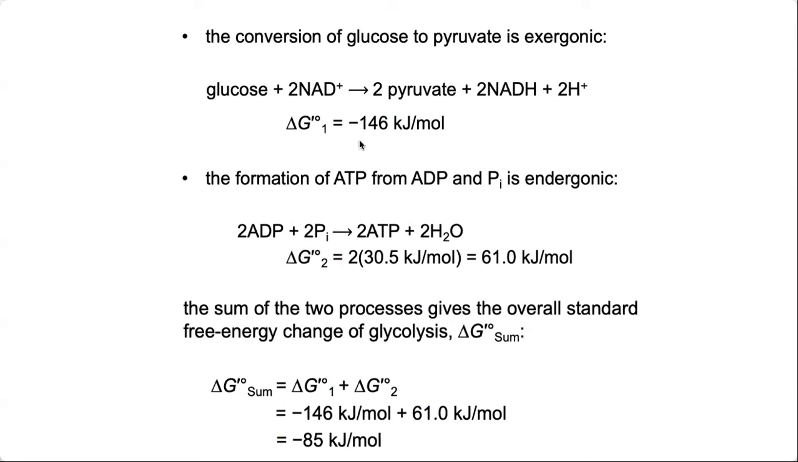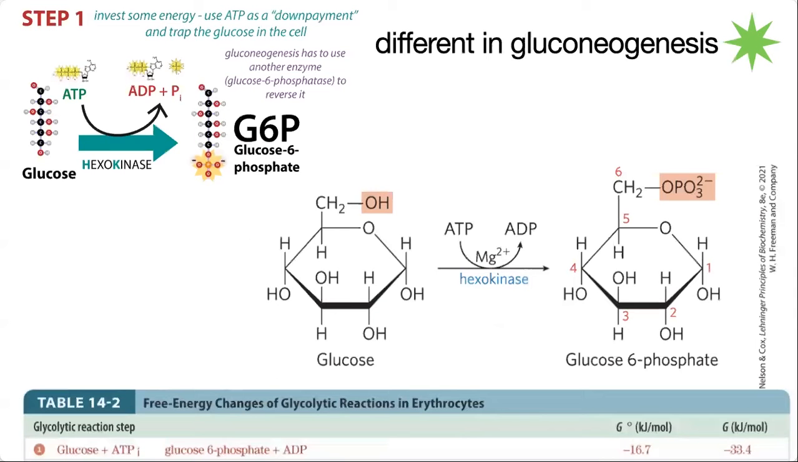By coupling all of this, basically what we're able to end up with is our standard free energy change for the overall reaction being minus 85 kilojoules per mole. So the pathway makes sense. We're able to use this super favorable reaction to power a non-favorable reaction and overall still have a favorable pathway. So let's talk a little bit more about the pathway and the enzymes involved in their regulation.